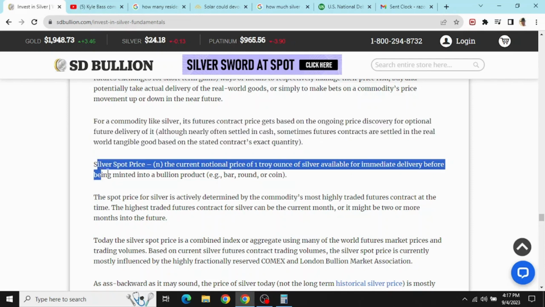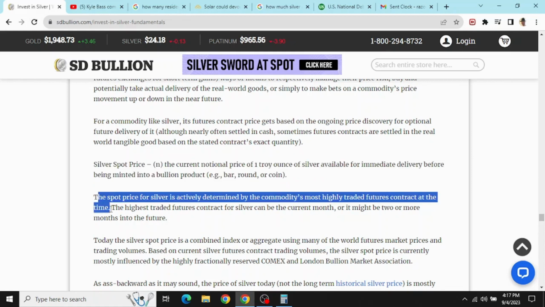Silver spot, and I like how it says here, and I couldn't figure out what the heck the author was talking about, so I guess that's an English term as a noun: the current notional price for 1 troy ounce of silver available for immediate delivery before being minted into a bullion product. This is really important to the new stacker or someone who has not really understood what spot prices are versus, and not versus, but in addition, the premium or what we actually pay.